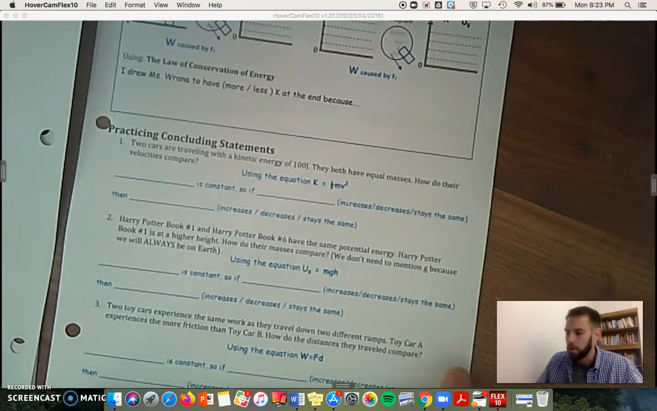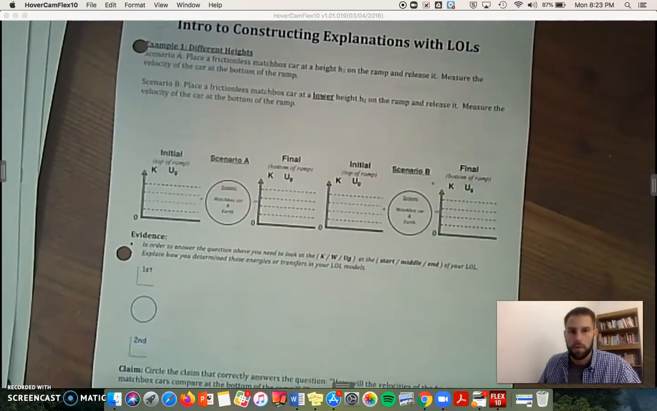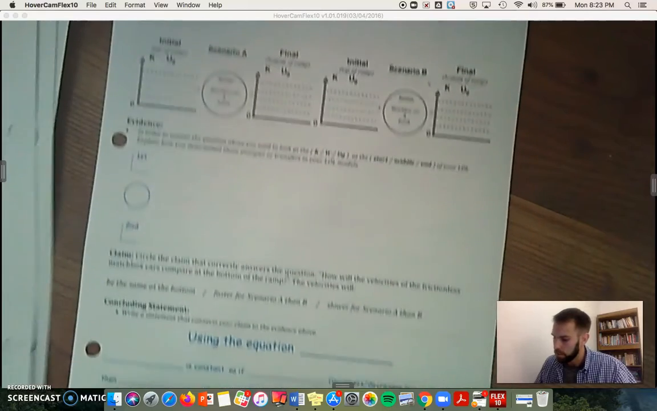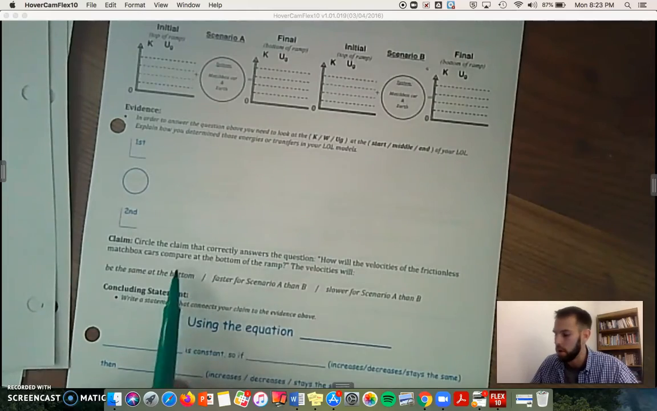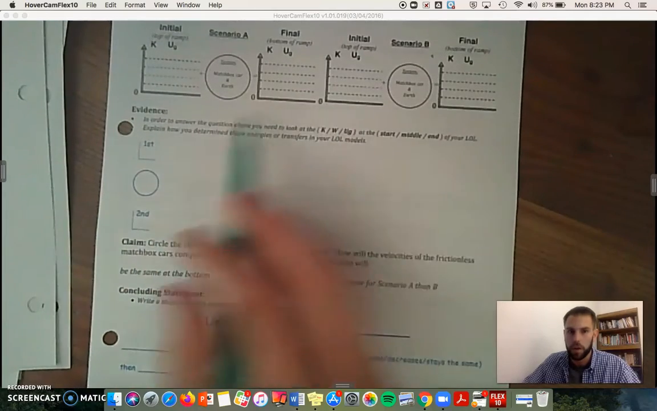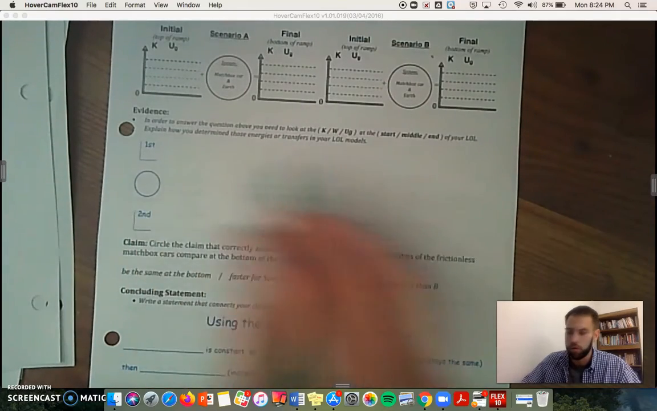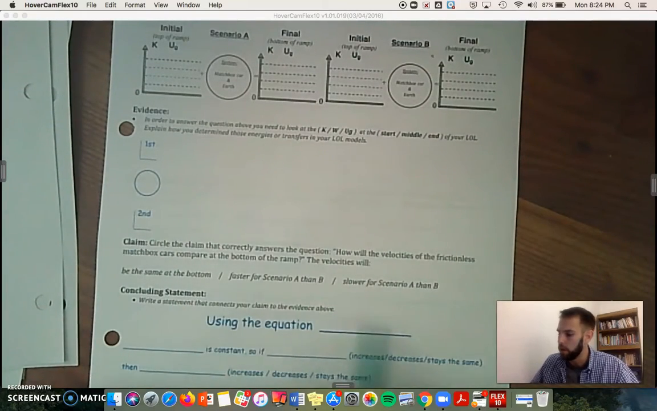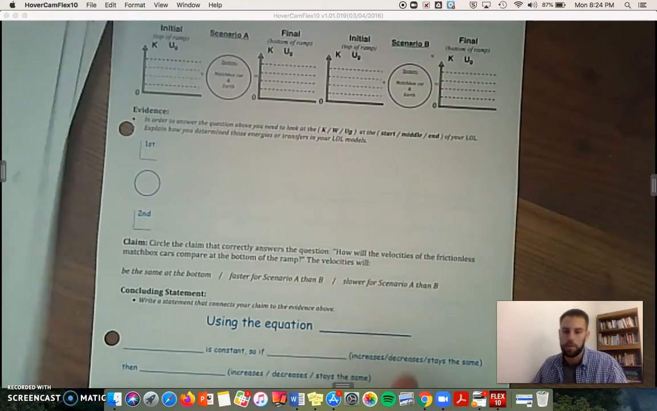So concluding statements are going to be how we wrap up our explanations. And in fact, I'm just going to go to page 5. This is our first example explanation right here, where it might ask us a question: how are the velocities of these cars going to compare at the bottom of the hill? We'll look at more of the scenario in a little bit, but we're going to draw our LOLs, write our explanation, say what we drew and why we drew it for each part. But then at the very end, we need to wrap it up to talk about our claim. So this is going to be our concluding statement right here.